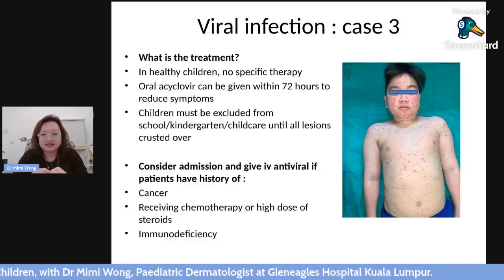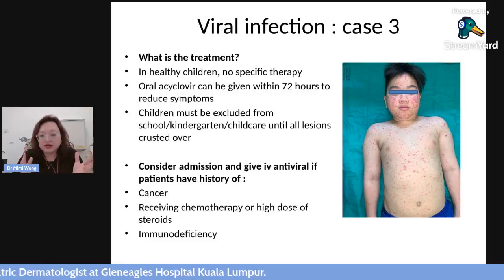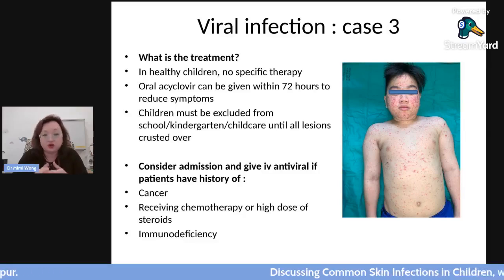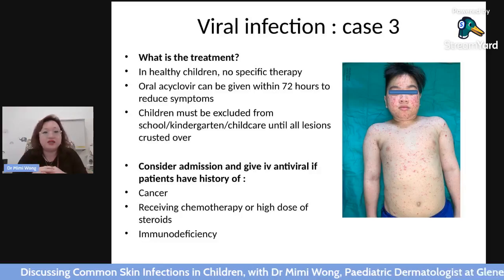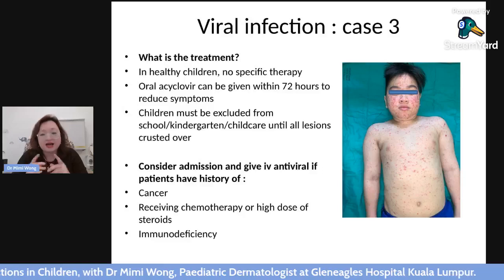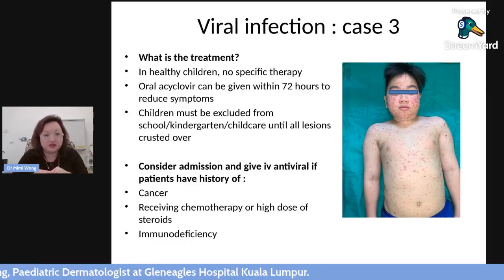We move on to the next line for the treatment. In children, we don't really need any specific therapy if they are not immunocompromised. However, if you want to shorten the duration of the symptoms and make it heal faster, you can give oral antiviral, which is oral acyclovir. Ideally it should be given as early as within 72 hours from the onset of the symptoms.